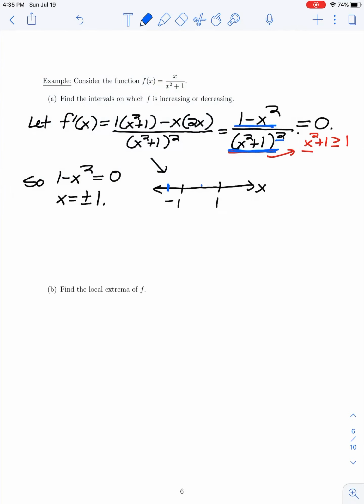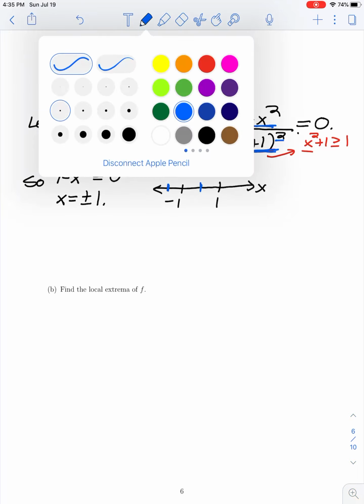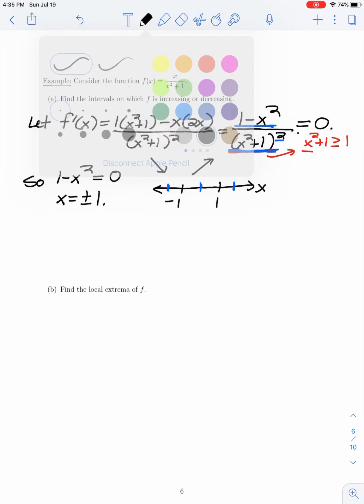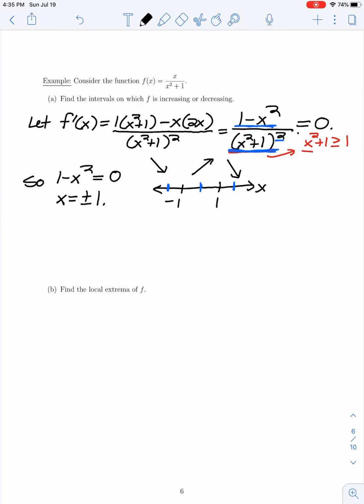Between negative 1 and positive 1, we could choose 0. If we plug in 0 for x in our numerator, we're left with a positive 1. So our function would be increasing on that interval. And then to the right of 1, we could choose a test value of x equals 2. And again, our numerator would be -3. Therefore, the ratio is negative and our function is decreasing.